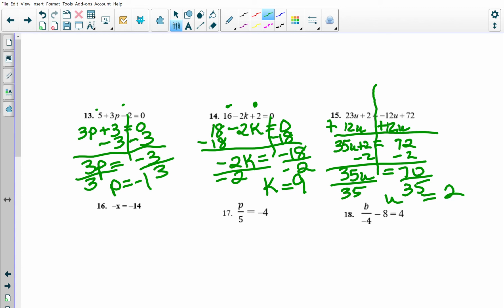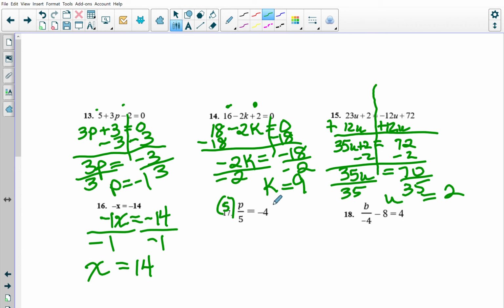Number 16, that negative x is really a negative 1 coefficient. Negative 1x equals negative 14. So I will divide both sides of the equation by negative 1, and x will equal positive 14. Number 17, I have p divided by 5 equals negative 4. So since they're dividing by 5, I will multiply both sides of this equation by 5, and p equals negative 20.